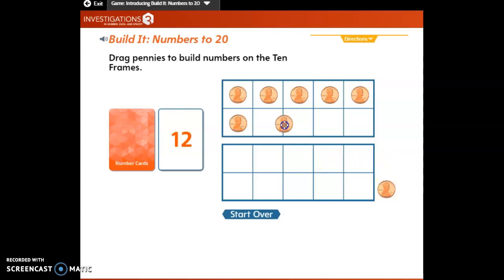6, 7, 8, 9, 10. Oh, we filled it up. Let's keep going. 11 and 12. I built the number 12. This is what the number 12 looks like. One whole 10 frame and then 2 more on the next 10 frame. I touched and counted the pennies as I built the numbers.